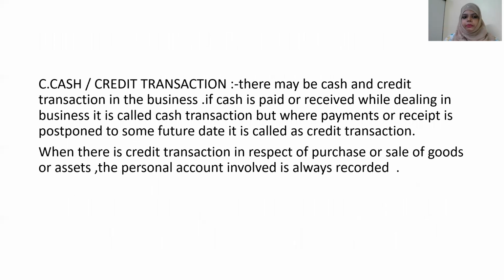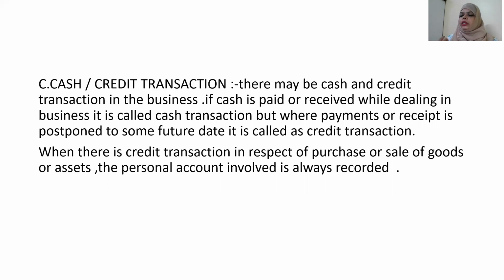Moving forward, cash and credit transactions. What do you mean by cash and credit transactions? There may be cash and credit transactions in the business. If cash is paid or received while dealing, it is called a cash transaction, but where the payments or receipts are postponed to future days, it is called a credit transaction. Where there is a credit transaction in respect of purchase or sale of goods, the personal account involved is always recorded. Okay. So cash and credit.